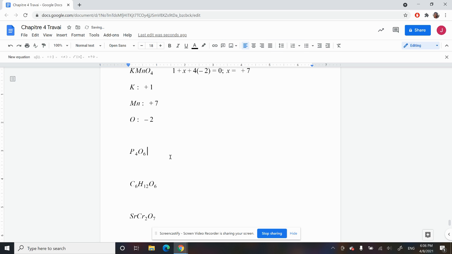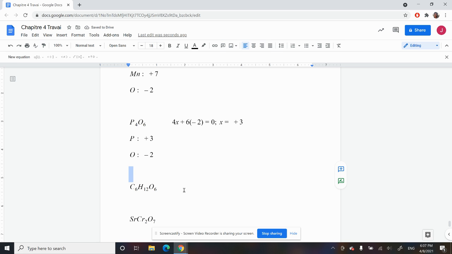Next, on to P4O10, a covalently bonded substance. Oxygen has a -2 oxidation state. Because this is covalently bonded, I cannot assume that phosphorus takes its typical -3. I'm going to need to use a little bit of algebra to determine this. And here it's going to be +3. Typically for oxidation states, we do label the plus sign.